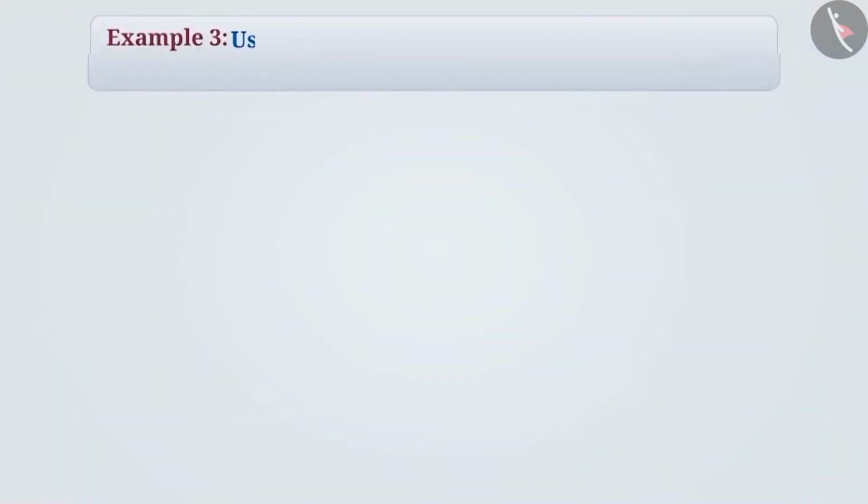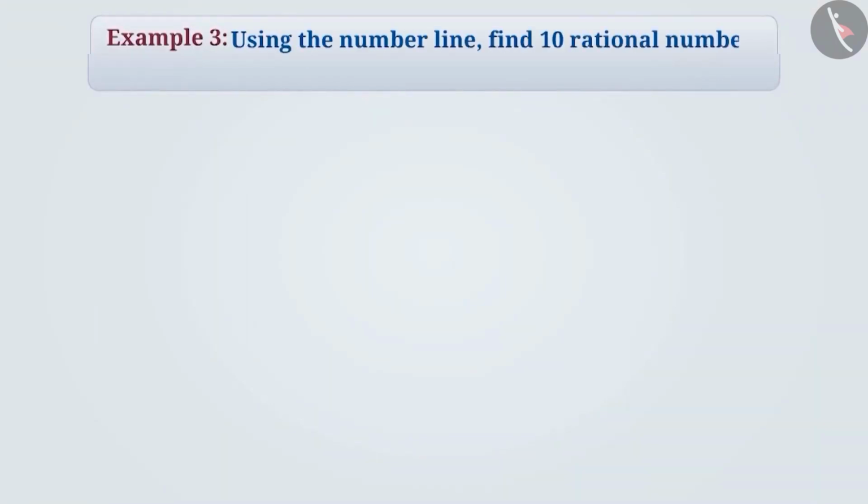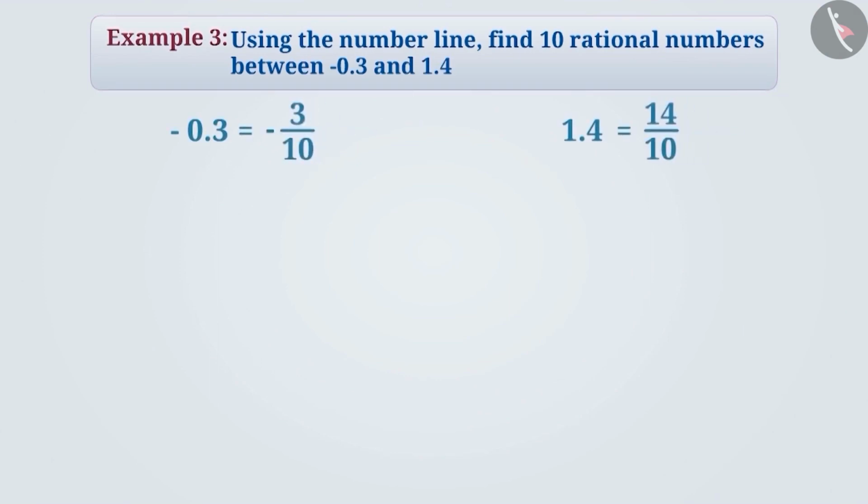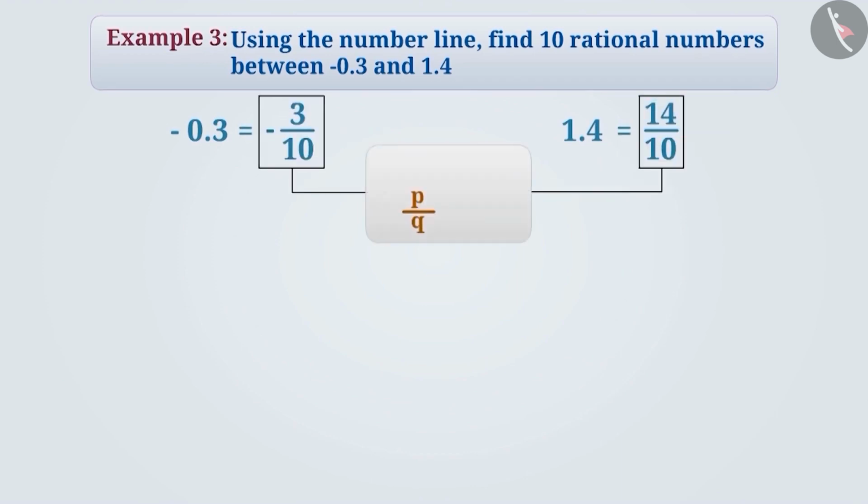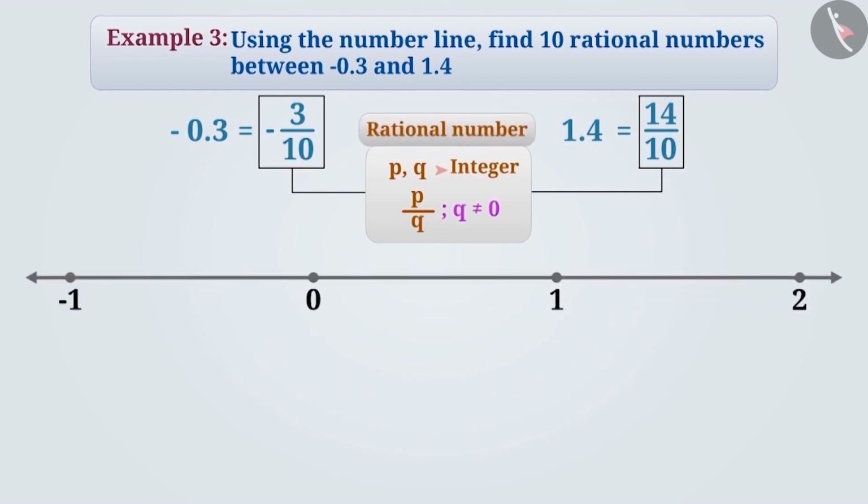Next example. Using the number line, find 10 rational numbers between minus 0.3 and 1.4. We can express minus 0.3 and 1.4 as minus 3 by 10 and 14 by 10 respectively. In this way, we can express these numbers in the form of p by q, where both the numerator and denominator are integers and the denominator of any number is not 0. Therefore, these are both rational numbers.